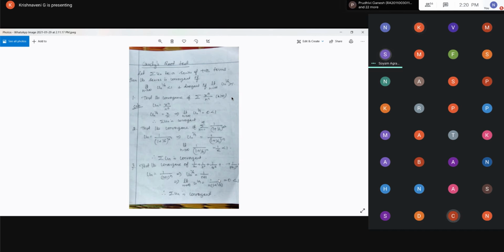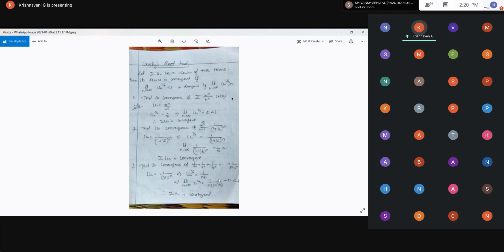Then we have to find the value of un power 1 by n and then put n tends to infinity. Exactly, we are getting 1 by n plus 1. We can't apply the limit directly, so take n common. That is n into (1 plus 1 by n). Am I right? Yes, ma'am.